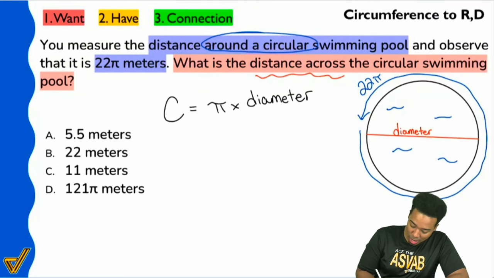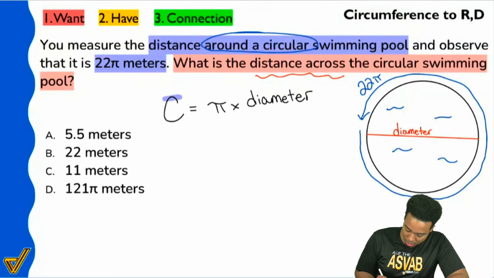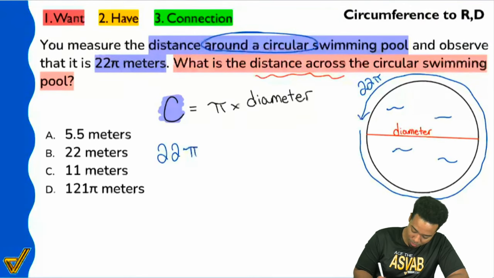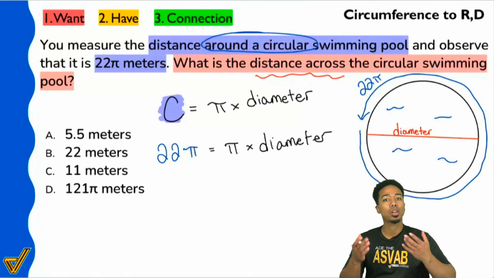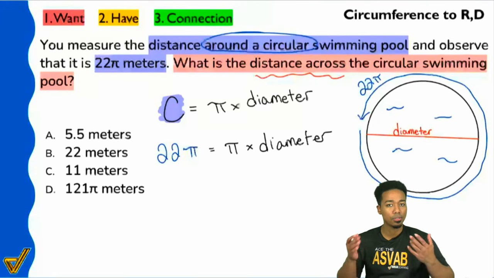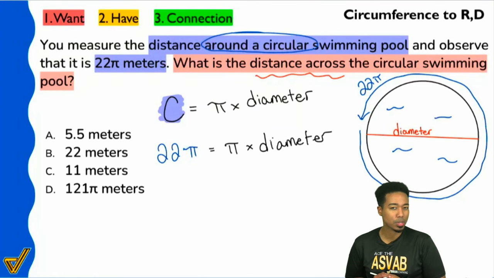So, our circumference, right over here, is 22 pi meters. So we'll fill that in with 22 pi. Then we fill in pi times diameter. Again, we're looking for the diameter. But look at how easy it can feel. Everyone, what's the one step we have to take to figure out what the diameter is?